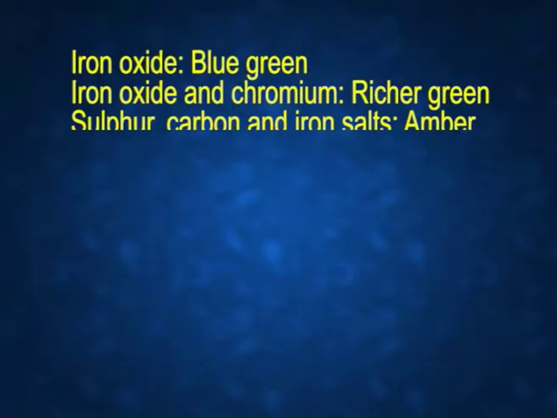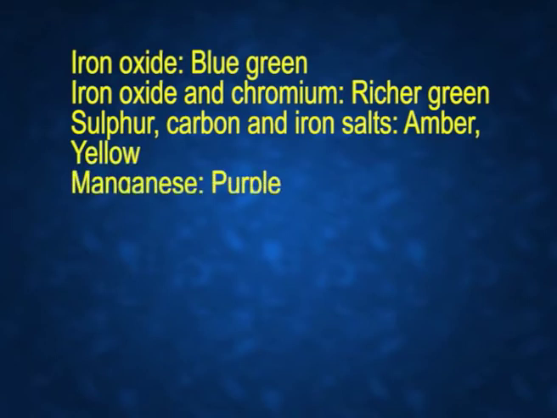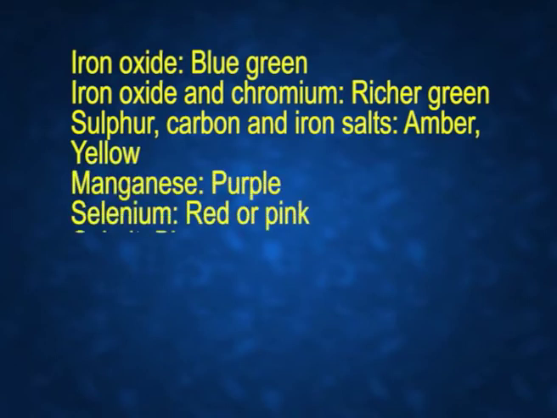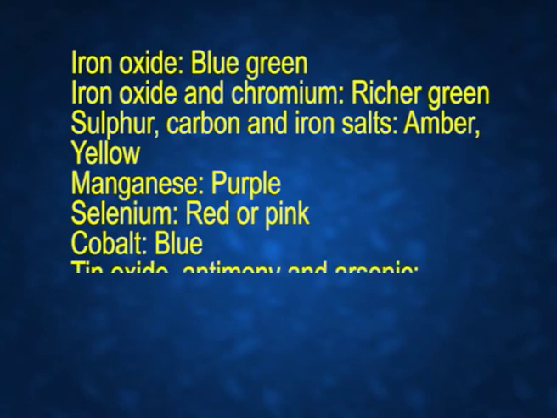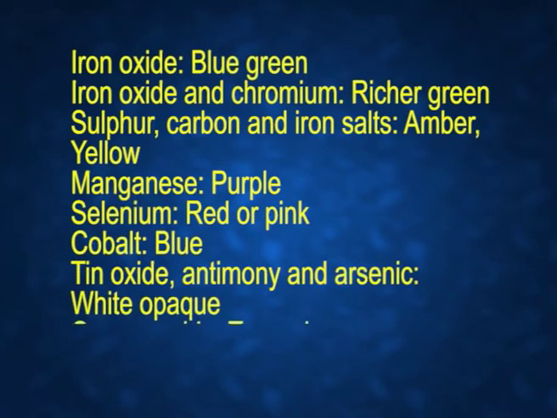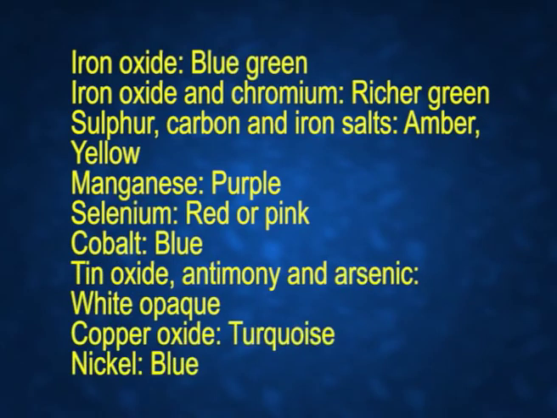Iron oxide gives blue color, iron oxide and chromium will give richer green, sulfur, carbon and iron salts will give amber yellow color, manganese will give purple, selenium red or pink, cobalt blue, tin oxide, antimony and arsenic white opaque, copper oxide turquoise and nickel blue.